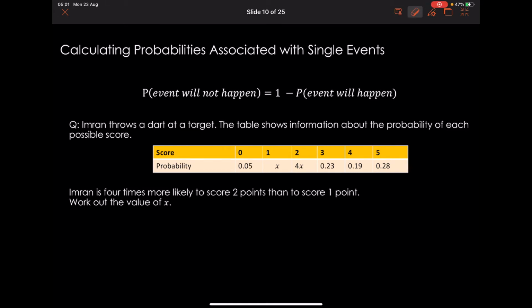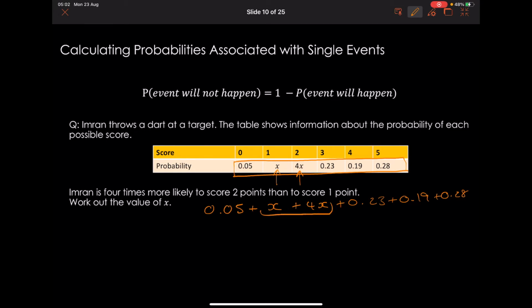Okay, if you've had a go at that then, what we need to remember is that all of these probabilities in these boxes, they all add up to 1. So what we need to do to work out what x is, or 4x is, we need to add them all together. So we're going to do 0.05 plus x plus 4x plus 0.23 plus 0.19 plus 0.28. And all together they should equal 1. So for now, I'm just going to put my x's to one side. I've got 5x all together. And then I'm going to add up all the numbers. And if I add up all those numbers, you should get 0.75.